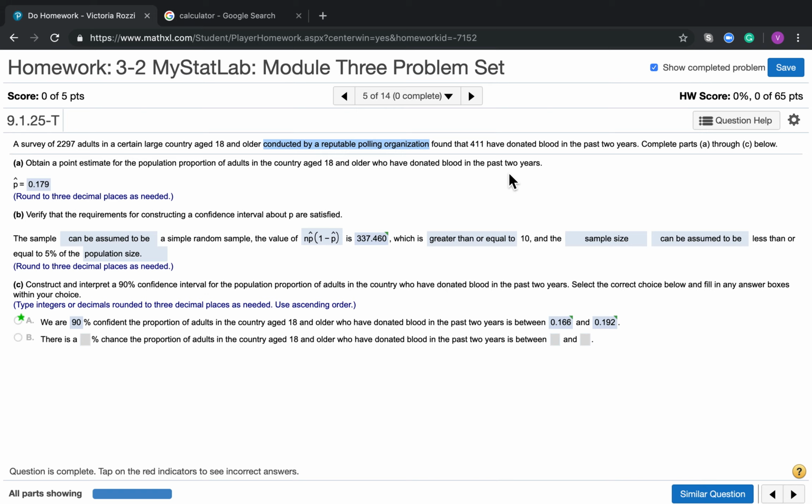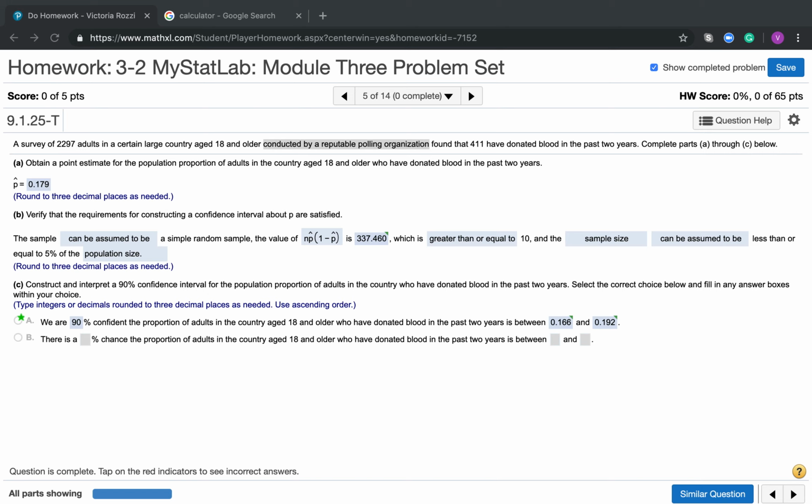So if we're saying, okay, it's not saying right away that this is a simple random sample, but it was conducted by a reputable polling organization, we can assume that it's a simple random sample because we would assume that they're doing their sampling correctly. Now I believe that the choices here were can be assumed to be, cannot be assumed to be, and then I believe is stated to be and is not stated to be. So of course, again, this was not stated, but we're going to assume that it is because it was conducted by a reputable organization.